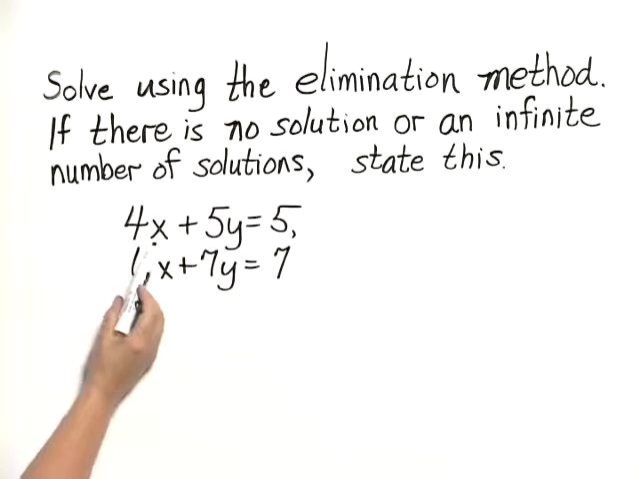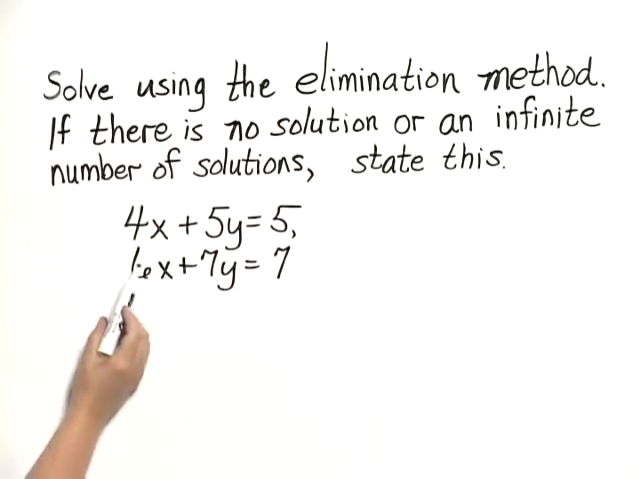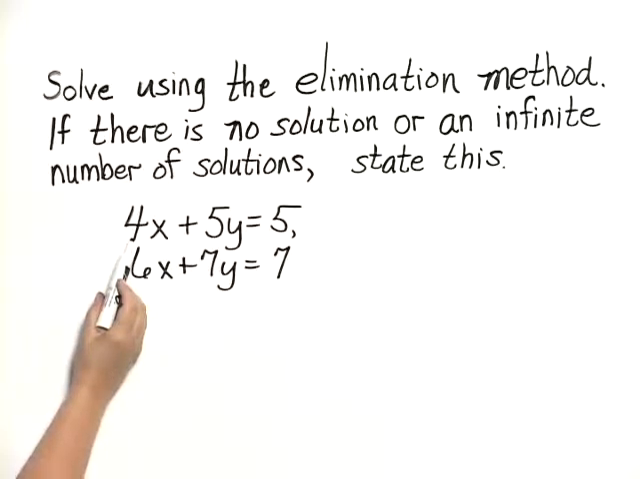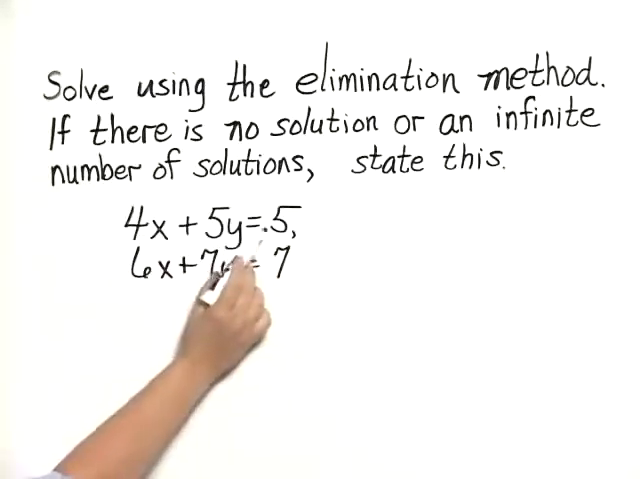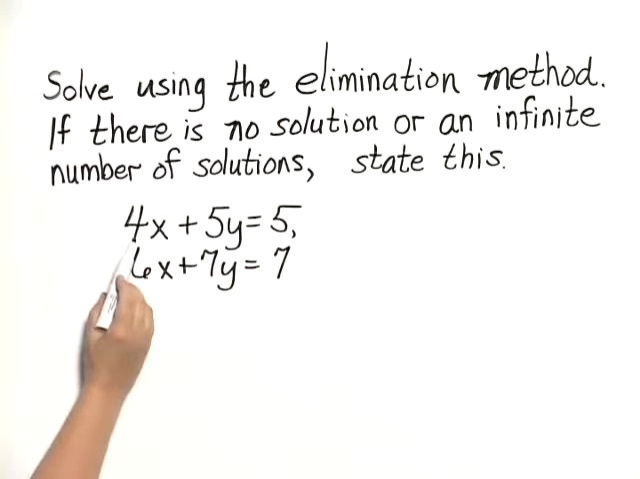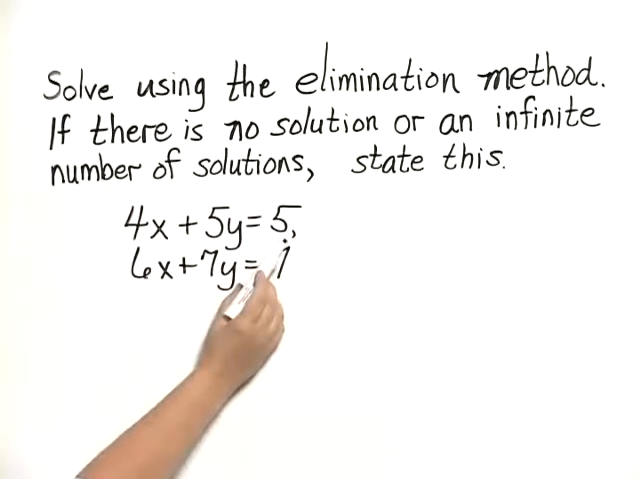Looking at the coefficients of x, I have 4 and 6. I think of the least common multiple of 4 and 6, and that's 12. So what I'm going to do is make one of these coefficients positive 12 and one of these coefficients negative 12. Doesn't matter which one, I'll just make the top one positive. In order to make this a 12, it needs to be multiplied by 3. So I need to multiply the entire equation by 3.